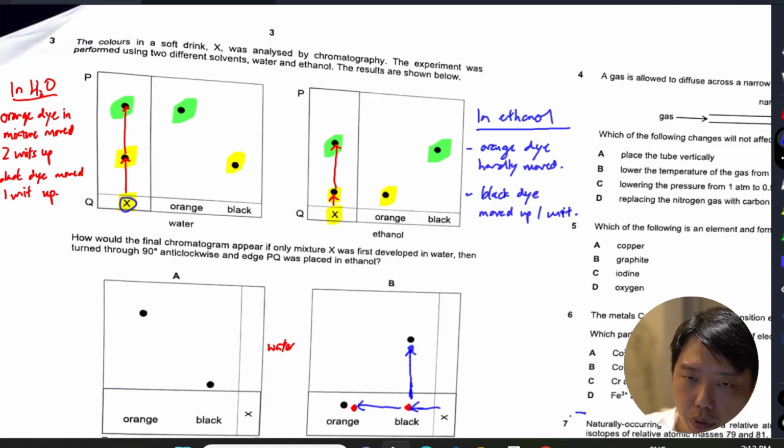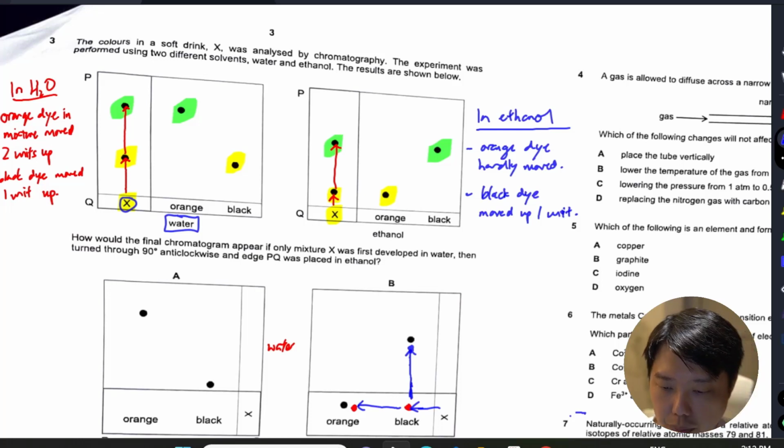And then when you put a solvent, water here, at the bottom, you can see that the dye that corresponds to orange moved up. For simplicity's sake, I would say it moved up 2 units, easier to count. Means that it moved up a lot when the solvent is water. Whereas for the black, it moved up half of what orange moved up. So this is what is shown by the left chromatogram. The right chromatogram, if we use ethanol, the orange dye hardly moves, whereas the black dye moves up about 1 unit.